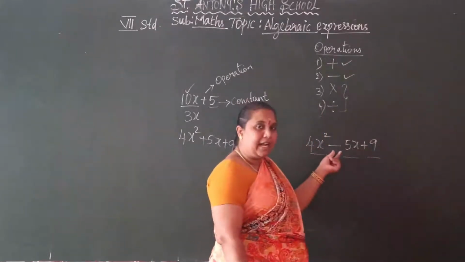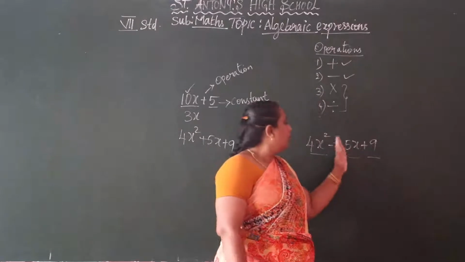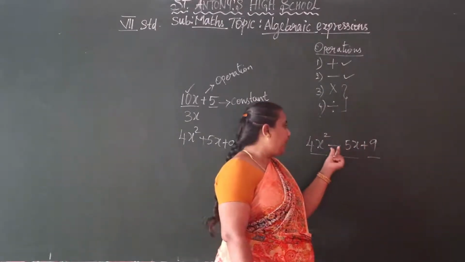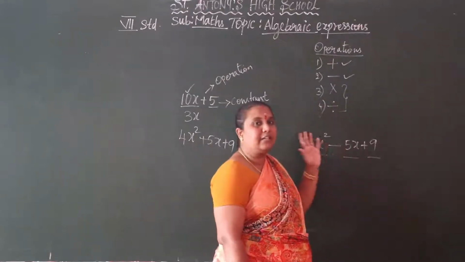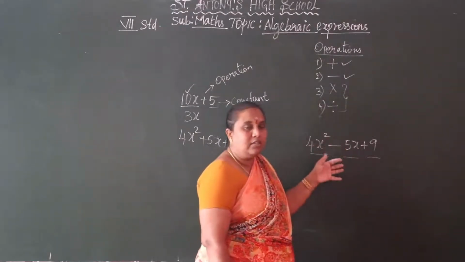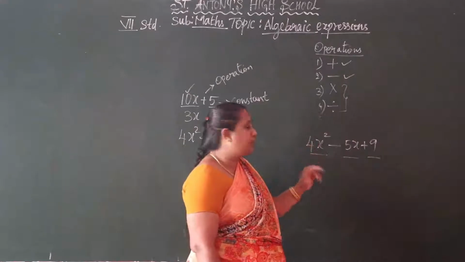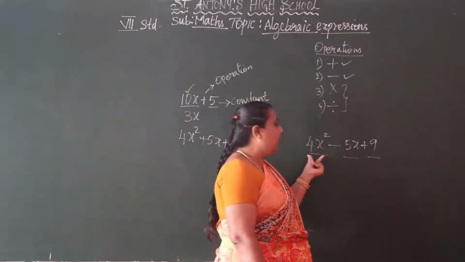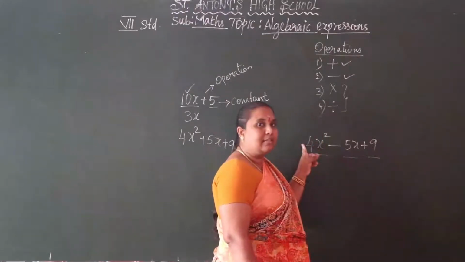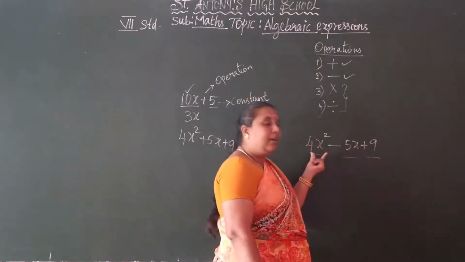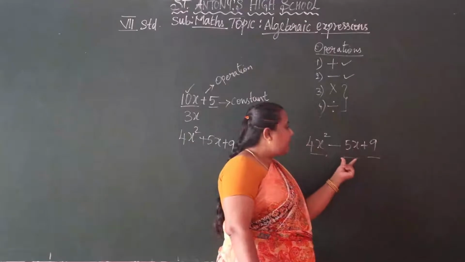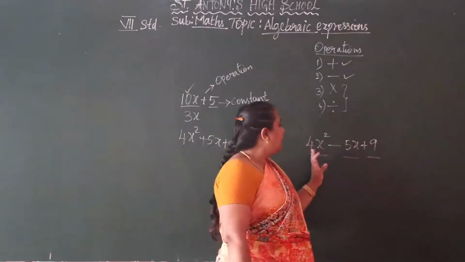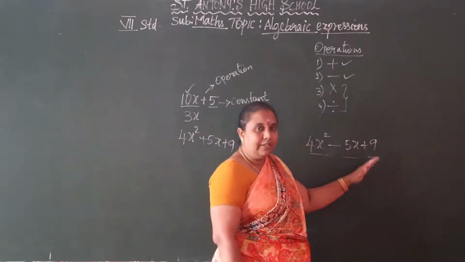If there is a subtraction symbol, we have to join that to the term. Don't leave the subtraction symbol separately; that makes it wrong in an algebraic expression. Here we have taken 3 terms. How many terms in this algebraic expression? 3 terms. What are those? 4x square, minus 5x, and plus 9.